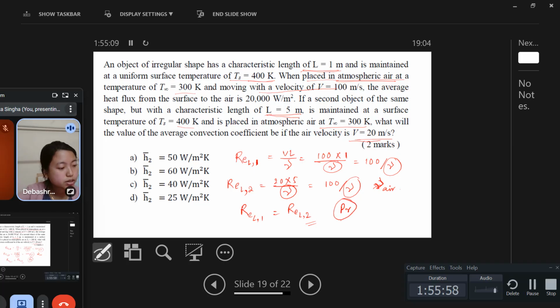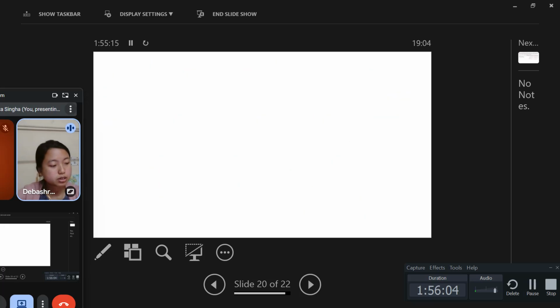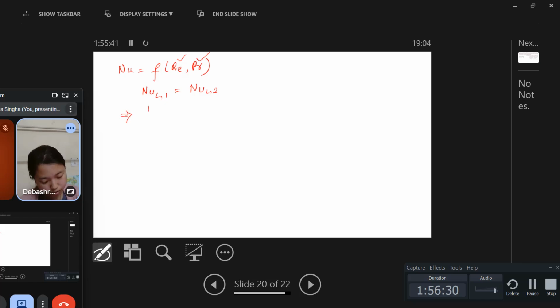So if Re is constant and the Prandtl number is also constant for both objects, we can say the Nusselt number is also constant. The Nusselt number is a function of Re and Pr. Both Re and Pr are constant, so we can say Nu_L,1 is equal to Nu_L,2. That means h1 L1, the Nusselt number is given by hL by K.